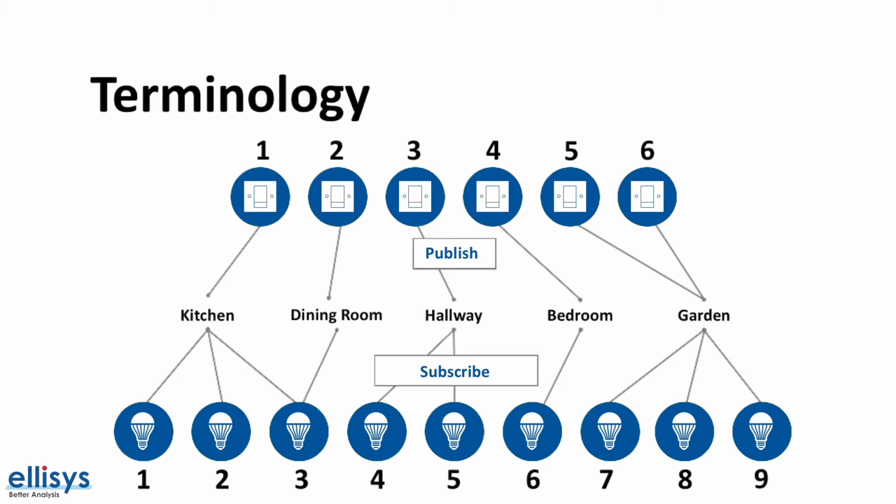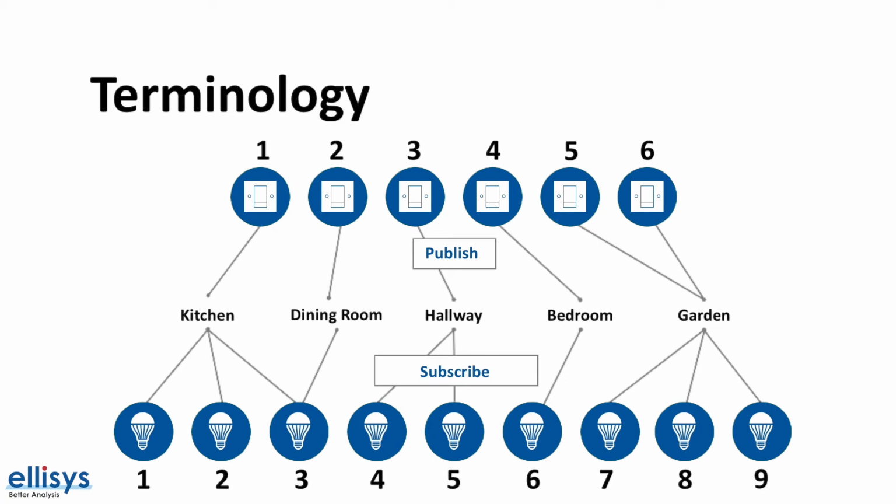Here's an example of a mesh network in a home that's comprised of 6 switches and 9 light bulbs. The network utilizes the publish-subscribe method to allow nodes to send messages to each other. Publishing is simply the act of sending a message, and subscribing is the configuration to select messages sent to a specific address. Now, nodes may subscribe to multiple addresses, such as Light 3 in this example. It is subscribed to both the kitchen and the dining room group address.